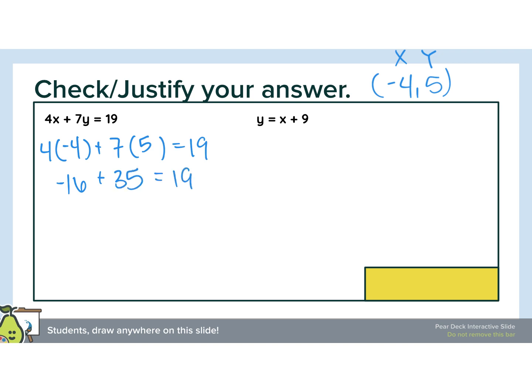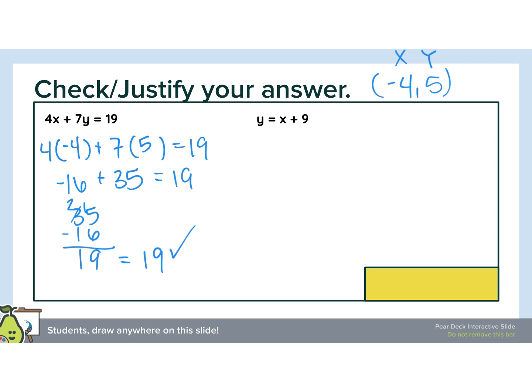I have a positive number and a negative number. Since their signs are different, I need to subtract them. So 35 minus 16. 15 minus 6 is 9. 2 minus 1 is 1. Now, I have 35 positives and 16 negatives. So this is a positive 19. I have more positives. So it checks out.